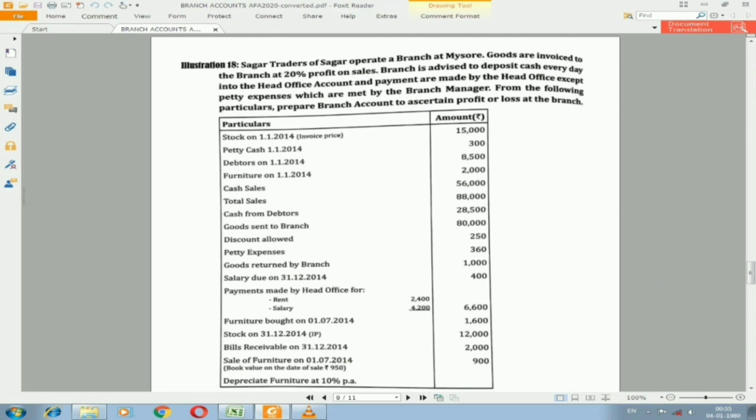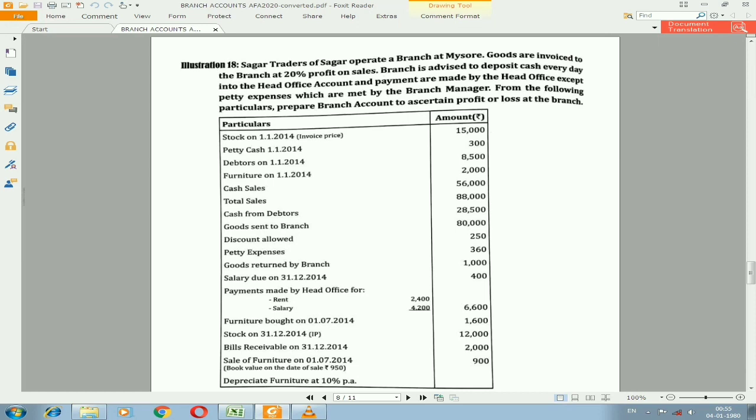In the illustration, we don't have any closing balance of debtors. For that reason, we are supposed to prepare the memorandum debtors account. First, let us see what items will come under that memorandum debtors account. So first let us mark them, then we can take those items under the debtors account and find out the closing balance of debtors.